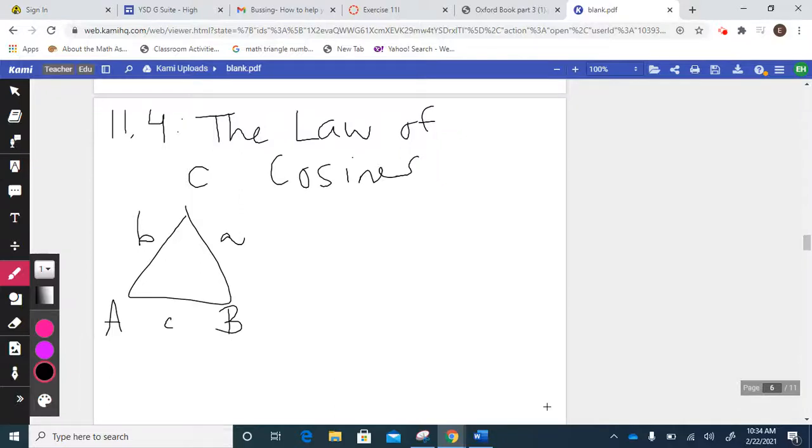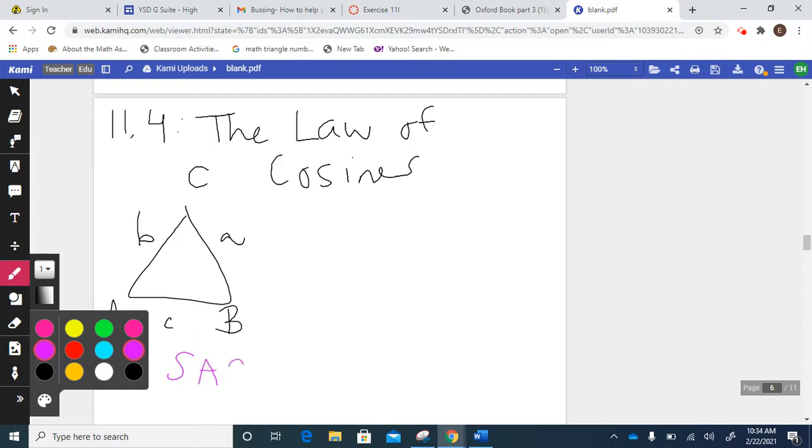So in 11.4, we're going to cover the law of cosines. In the previous section, you learned about the law of sines, and that really only works if you are able to pair up an opposite angle and an opposite side. So when that doesn't work in a certain triangle, you have the law of cosines. This will work with the side-angle-side scenario, where you wouldn't be able to use the law of sines.